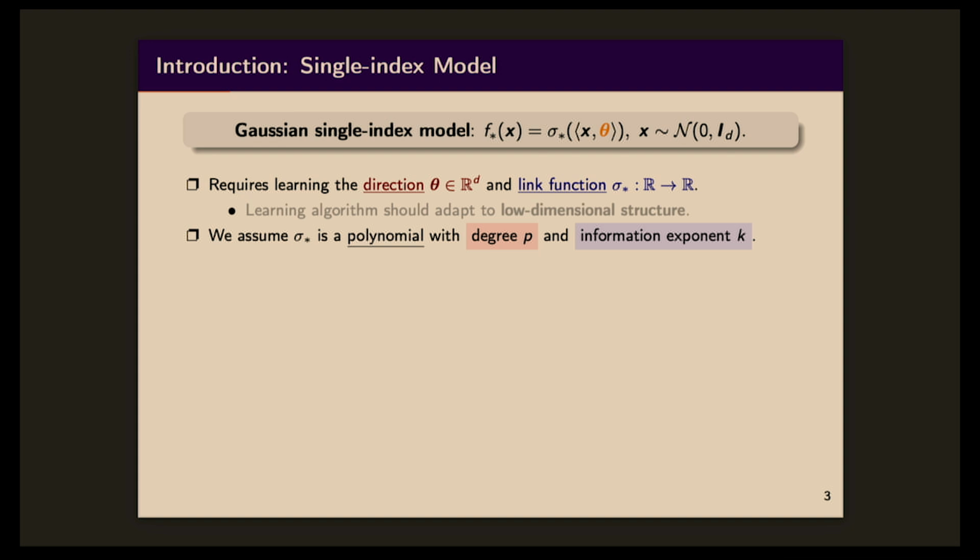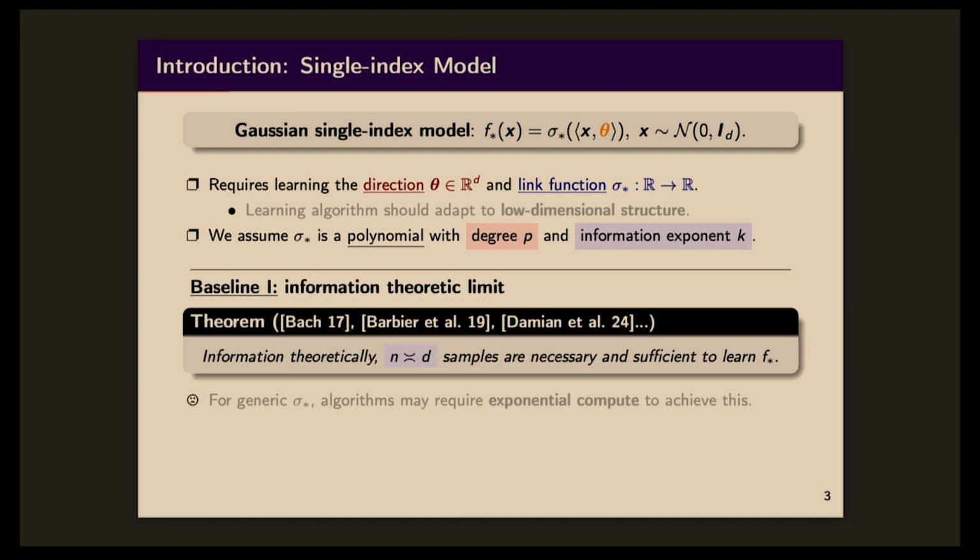Okay, so how hard is this problem? Intuitively speaking, since I'm estimating d parameters in this direction theta, and on top of that, a univariate link function, which should be easy to estimate, information theoretically I need roughly d samples to estimate d parameters. And this turns out to be sufficient, even without knowing what the link function is, even without this polynomial restriction.